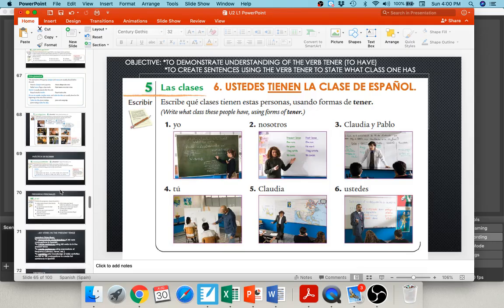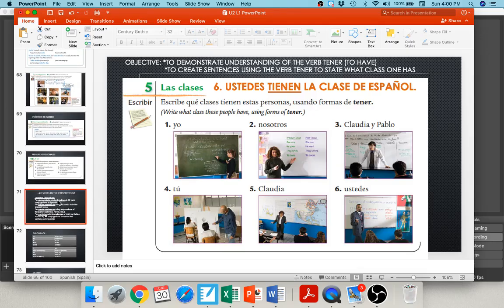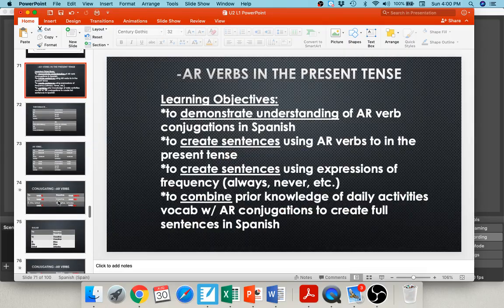Okay, so the next thing I want to talk to you about are AR verbs in the present tense. I want you to be able to know how to conjugate an AR verb, how to make a sentence in Spanish using an AR verb. And if you think back to our very first chapter, there were tons of verbs that ended in AR.